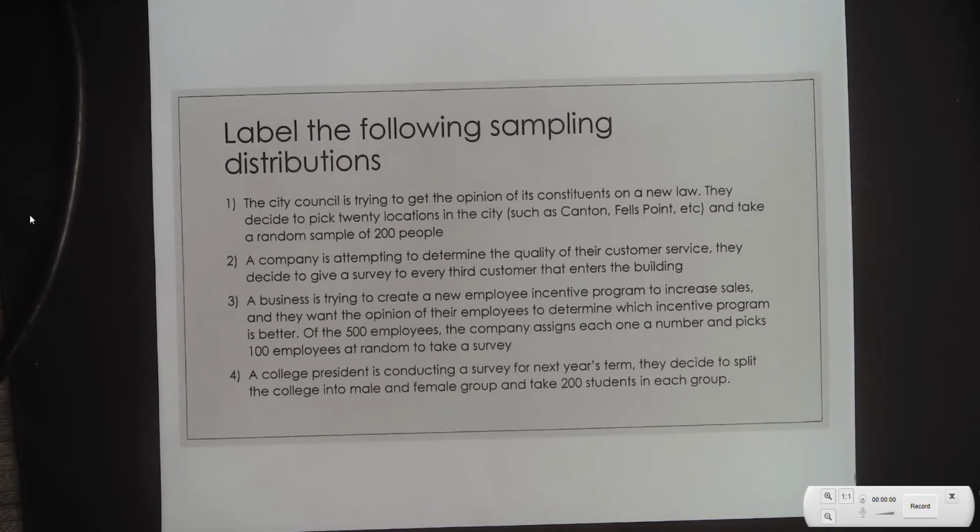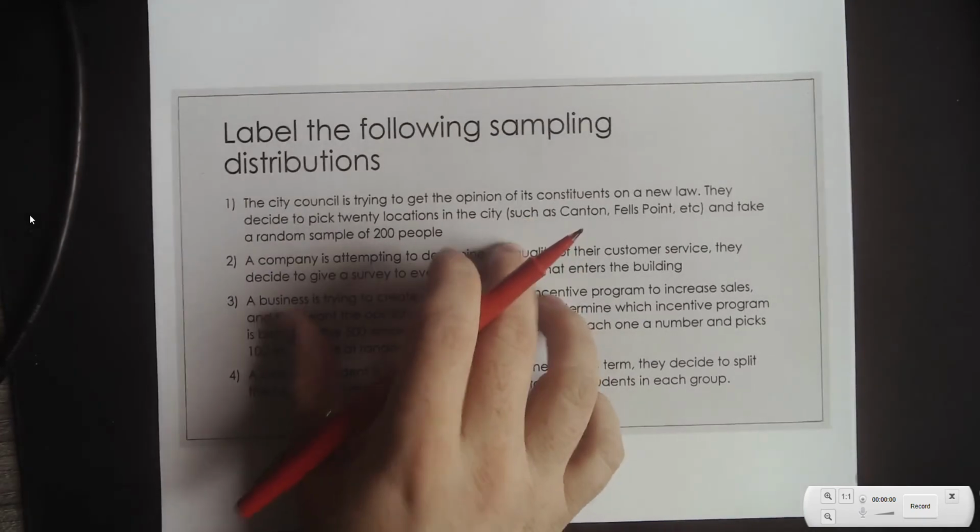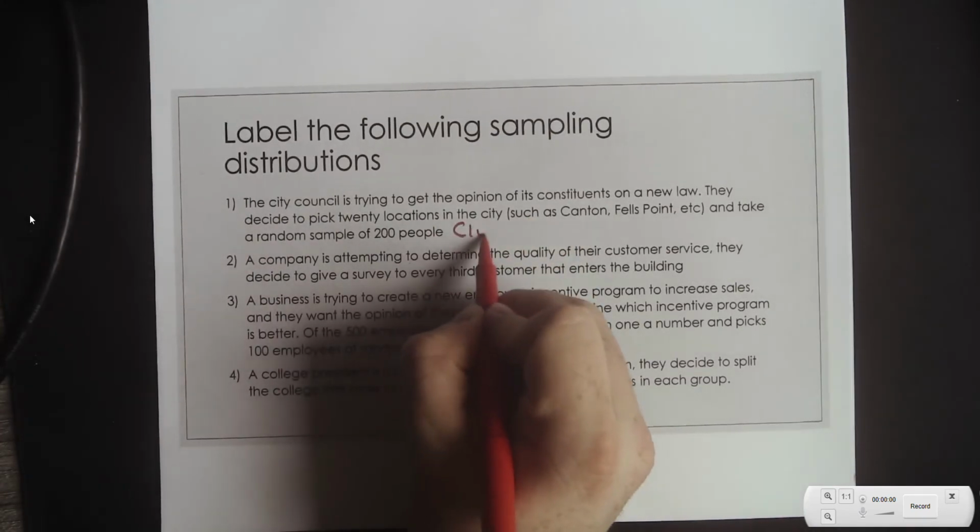The city council is trying to get the opinion of its constituents on the new law. They decide to pick 20 locations in the city, such as Canton, Fells Point, etc., and take a random sample of 200 people. And if you know where those places are, you can kind of figure out where I'm located. Might have slightly doxed myself, but that's okay. So, because you don't know quite where I'm at, what kind of sample is this? This is a cluster.